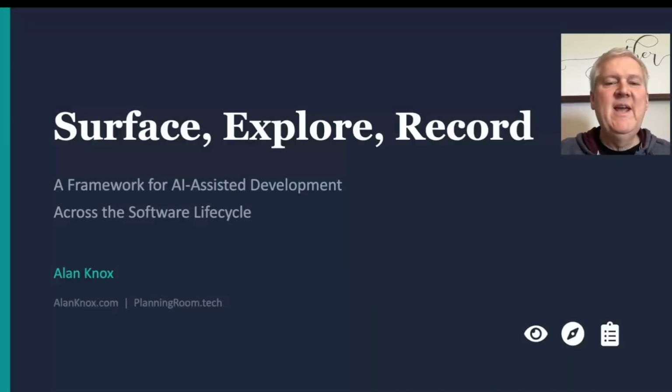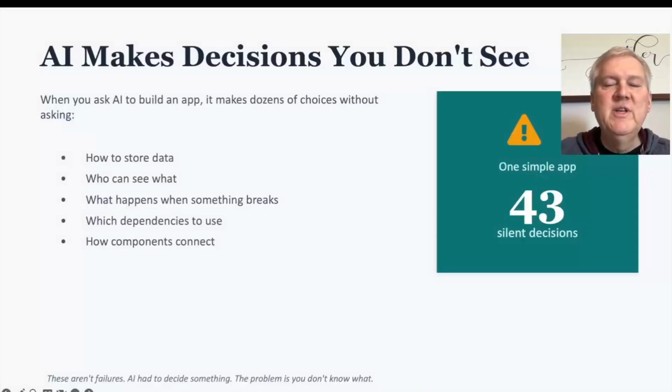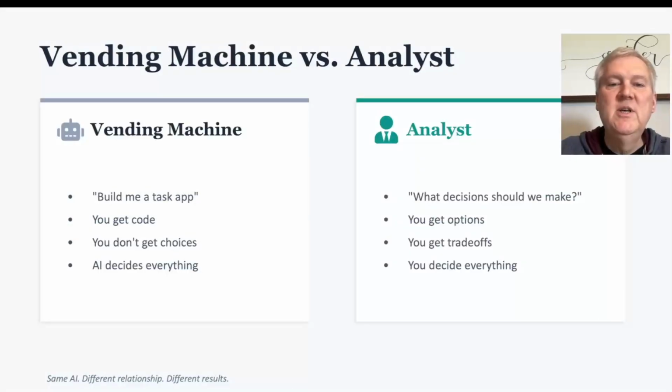Before we jump into the AI, let's talk briefly about what we're going to do today. First, let's talk about the Surface, Explore, Record methodology. The importance of this methodology is that it allows you to uncover the decisions that AI is making for you. If you just told AI to make me an app that does X, the AI would do that and it might create a great app. The problem is you don't really know what it's creating because it's making those decisions.